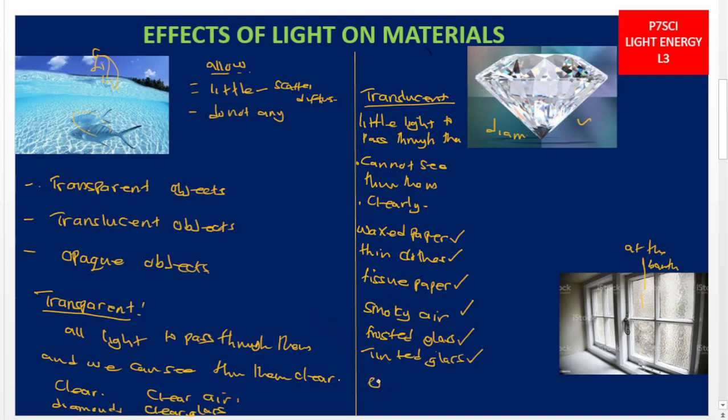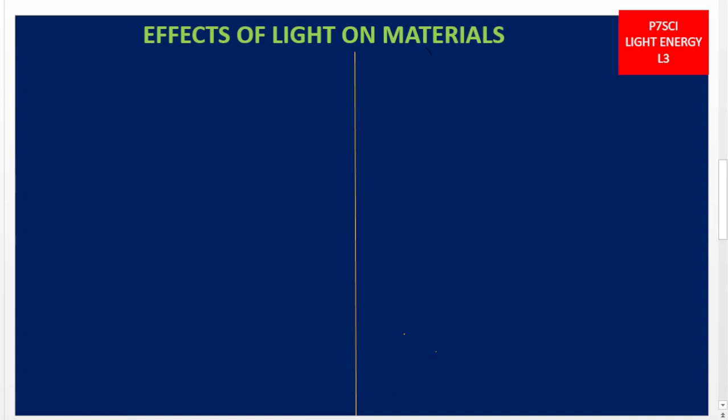Then another one is what we call the opaque objects. What are these opaque objects? An opaque object is an object that does not allow any light to pass through. Now when light falls onto them, they are going to form a shadow, and they are very important.